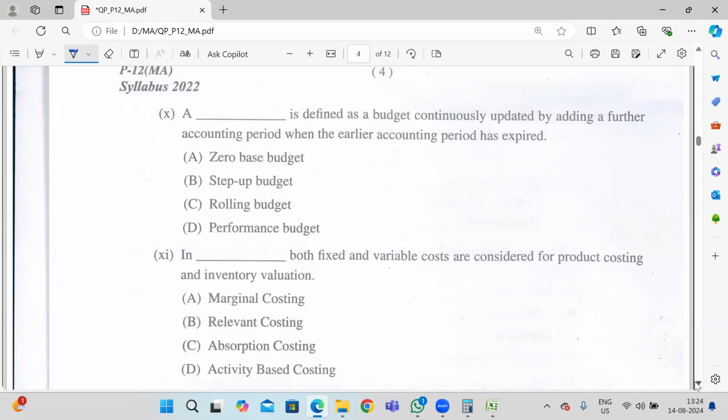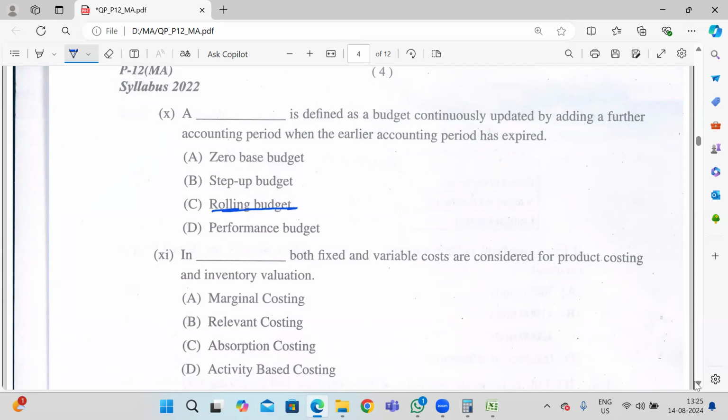So a rolling budget is defined as a budget continuously updated by adding a further accounting period when the earlier accounting period has expired. So if it is a zero-based budget, we are starting it from scratch. So the option should not be a zero-based budget. In case of a rolling budget, we will be continuously adding. So the option will be rolling budget.